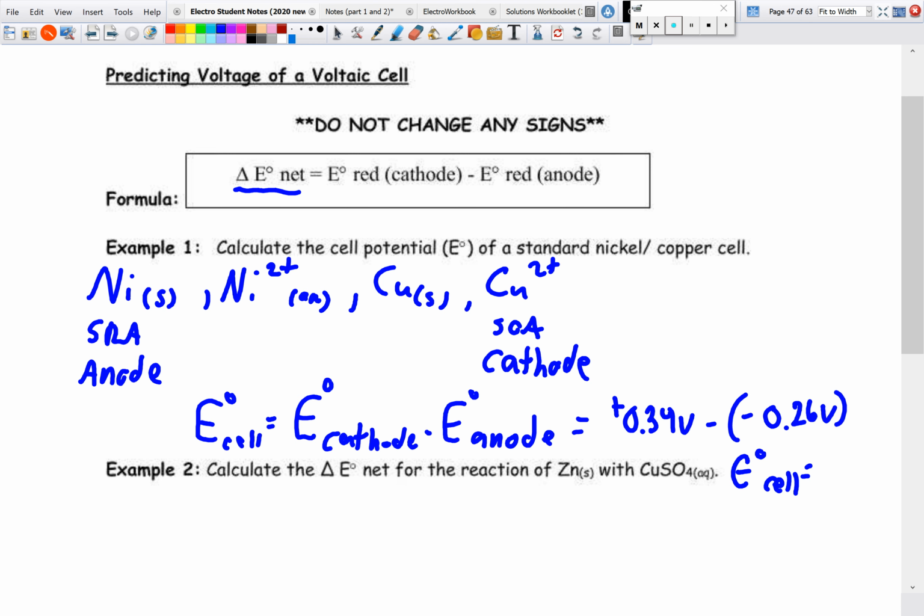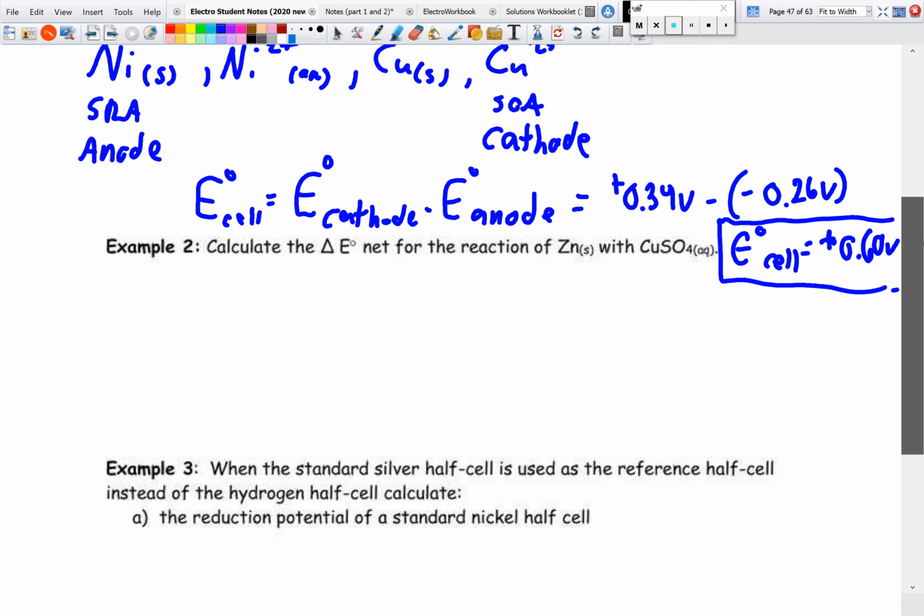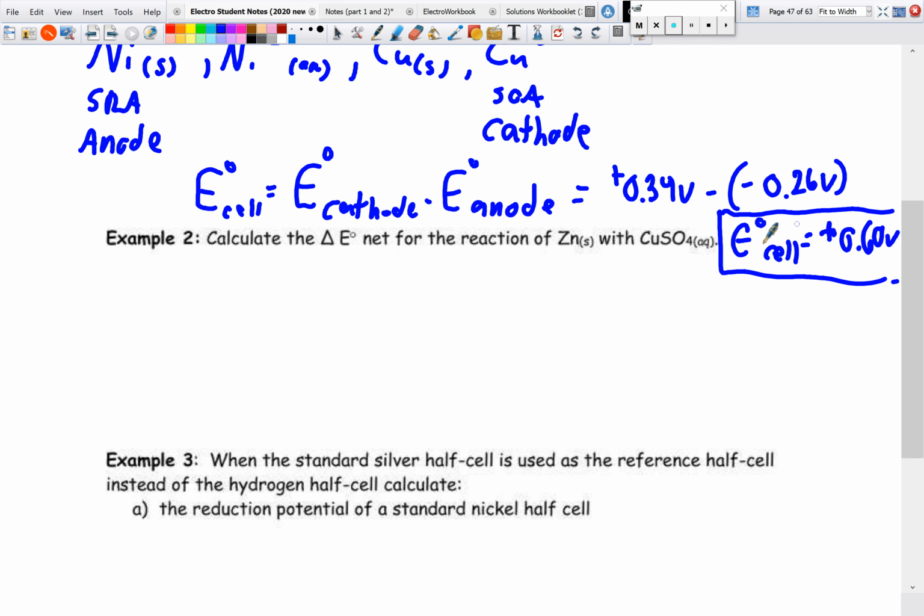It's negative 0.26 volts, and we get a positive 0.60 volts. So that is how we use our data booklets, and of course the whole idea of oxidizing agent and reducing agent. Now similarly, when we get to our next one as well, like calculate the cell potential reaction between zinc and copper 2 sulfate. Now this is no difference on how you solve these here.